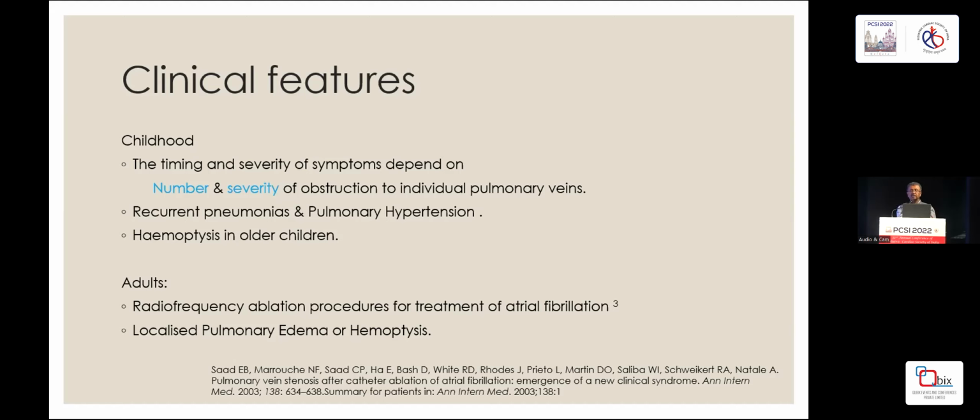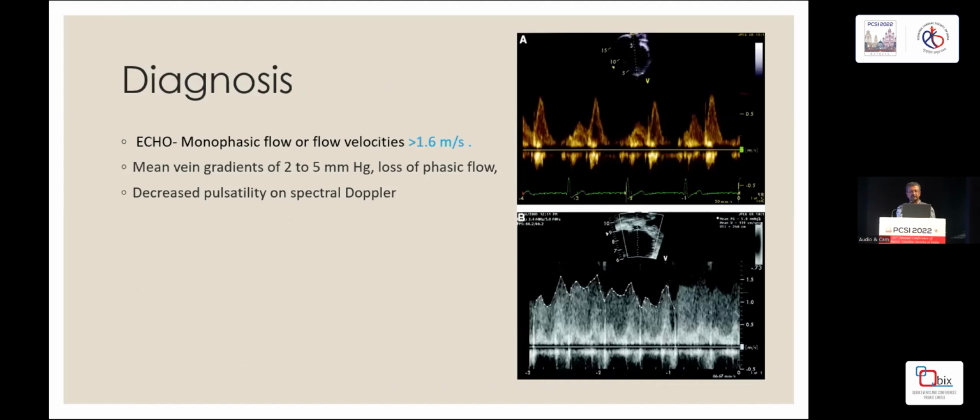In adults, the acquired form can happen because of radiofrequency ablation, which the electrophysiologists do during pulmonary venous isolation using radiofrequency catheters. This is not uncommon. I have seen a couple of them. And radiotherapy, I have seen one after radiation.